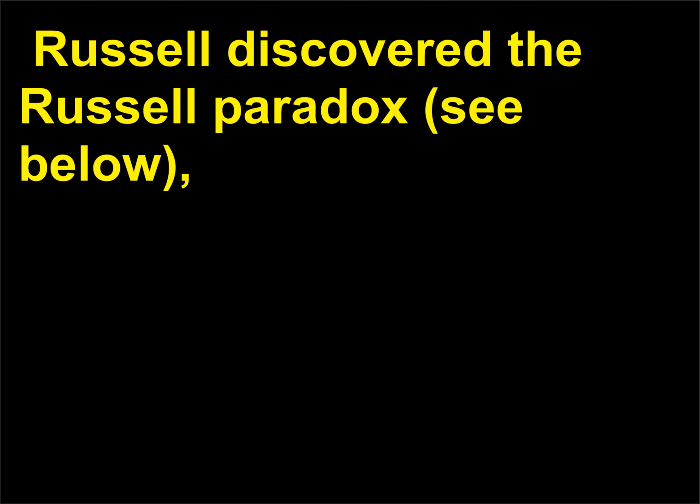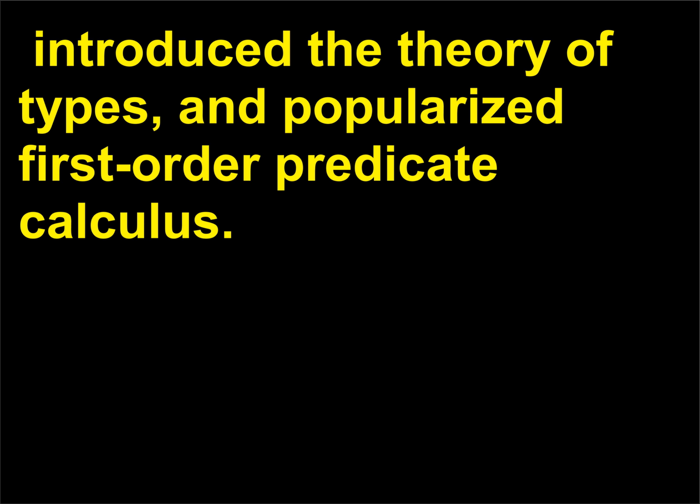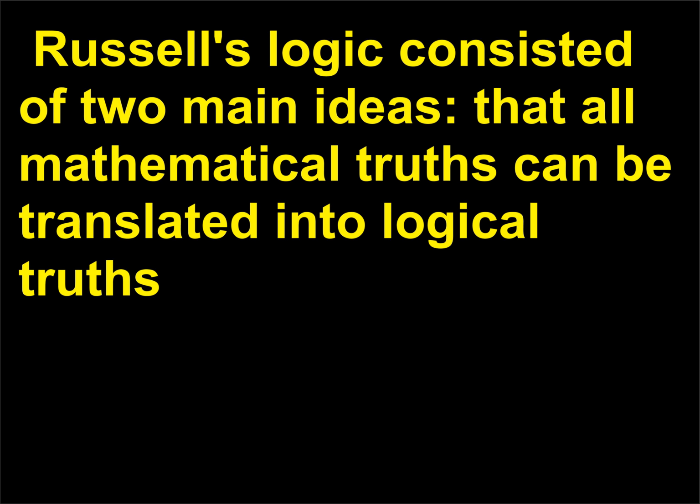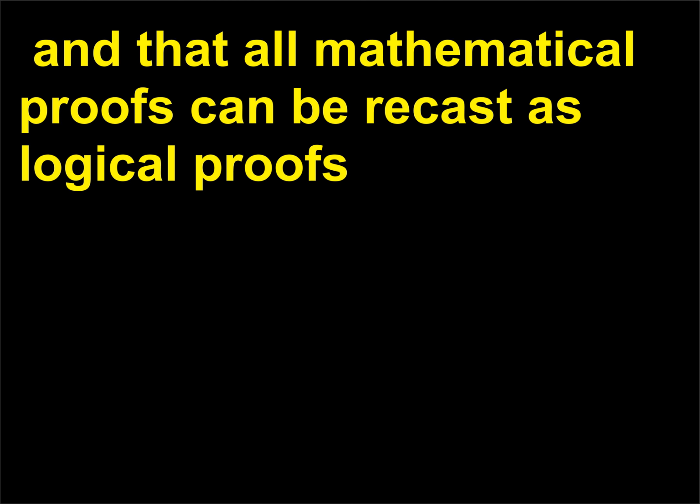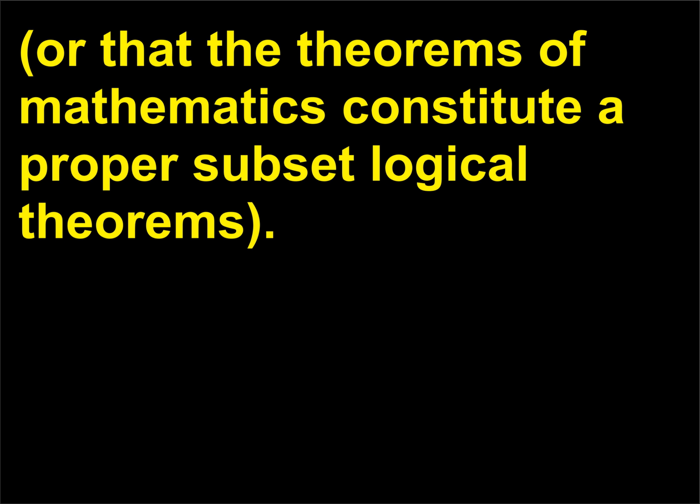Russell discovered the Russell paradox, see below, introduced the theory of types, and popularized first-order predicate calculus. Russell's logic consisted of 2 main ideas: that all mathematical truths can be translated into logical truths, or that the vocabulary of mathematics constitutes a proper subset of the vocabulary of logic, and that all mathematical proofs can be recast as logical proofs, or that the theorems of mathematics constitute a proper subset of logical theorems.